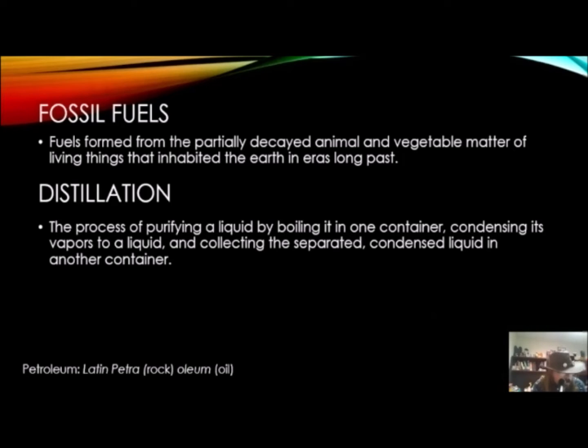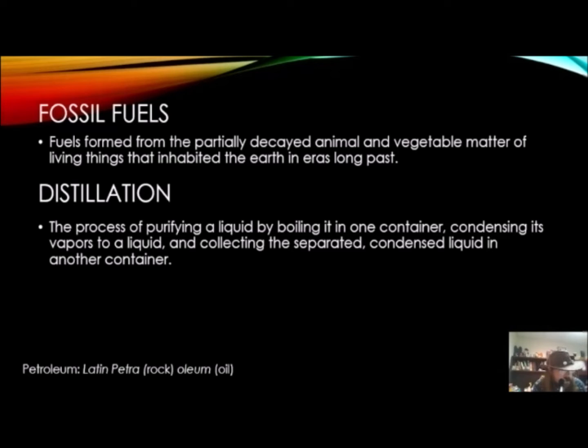Our natural gas, our coal, our petroleum, all of these are examples of fossil fuels. Fossil fuels, of course, are fuels formed from the partially decayed animal and vegetable matter of living things that inhabited the earth in eras long past.